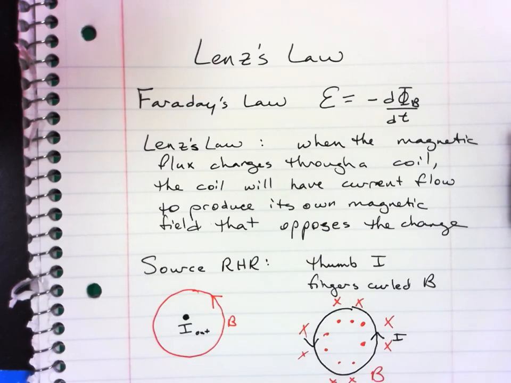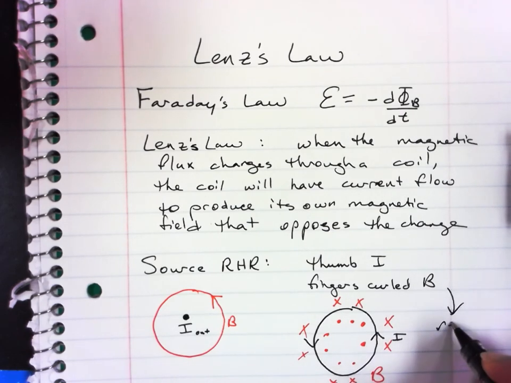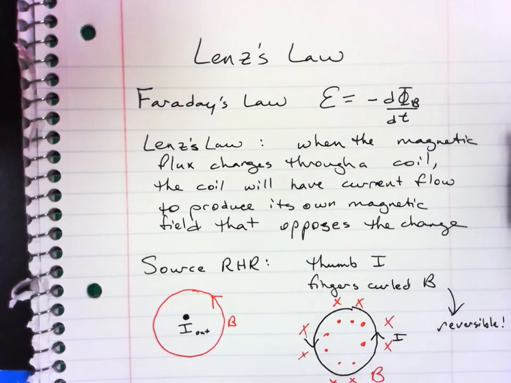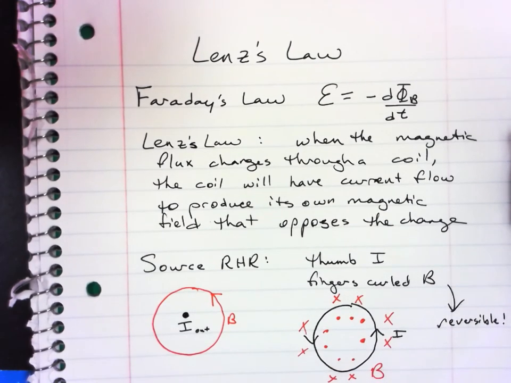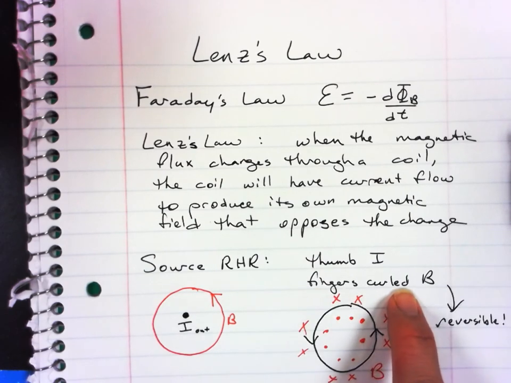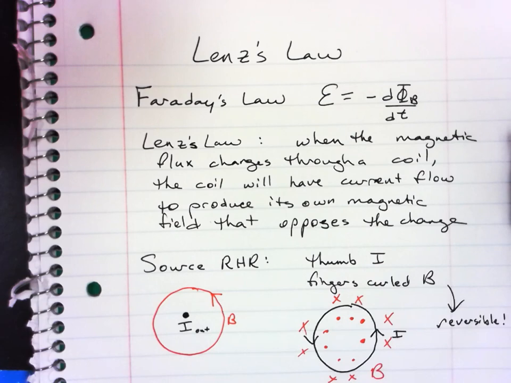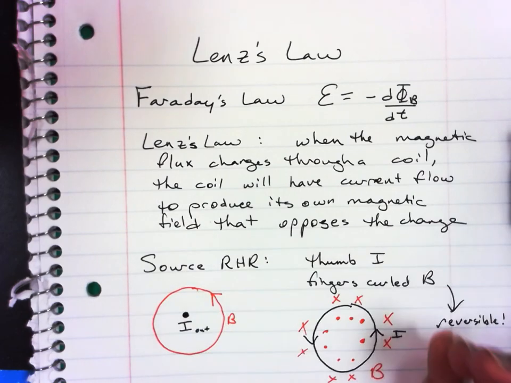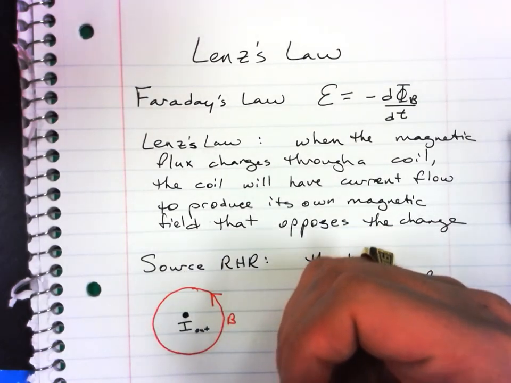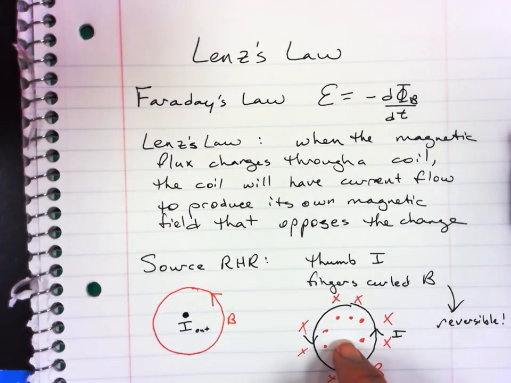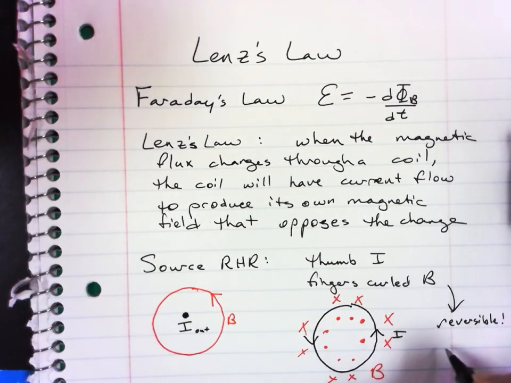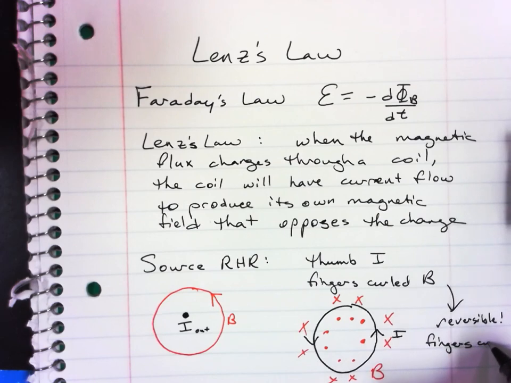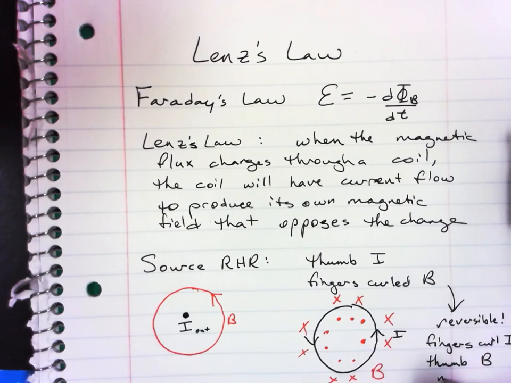So here's a nice thing. This rule is reversible, and it makes it a whole lot easier to figure this situation out. So if you reverse this, so your finger is curled in the direction of the current, your thumb points in the magnetic field direction, in the middle. So to show this, curl your fingers in I, and notice B points out of the page, just like we already figured out from the original version. So when it reverses, your fingers curl in the I direction, thumb points B in the middle of the loop.